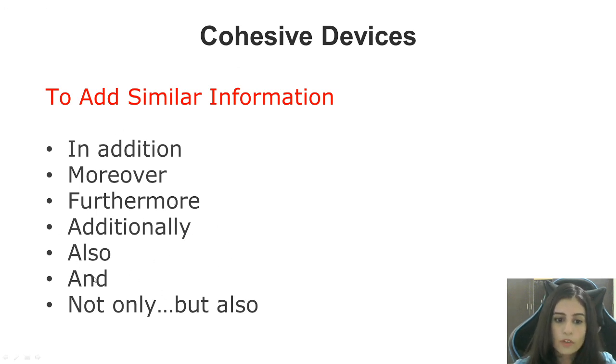Then all of us know how to use and, also. These are common words. And how about not only but also? How many of you can frame a sentence for not only but also? I'll give you a situation in which you have to talk about physical health and mental health. So combine these two with not only but also.